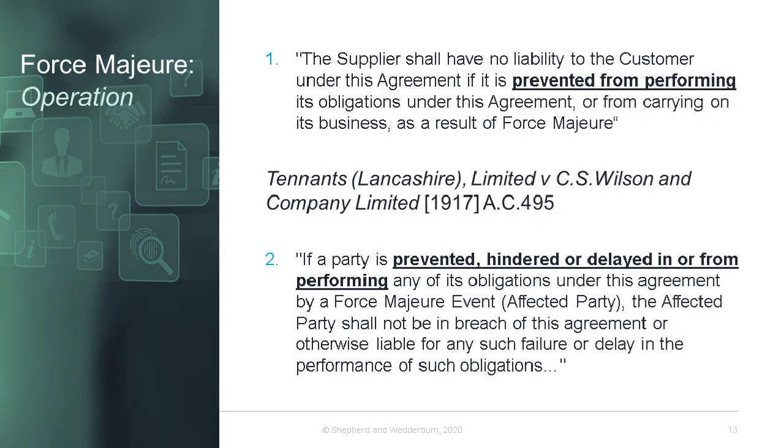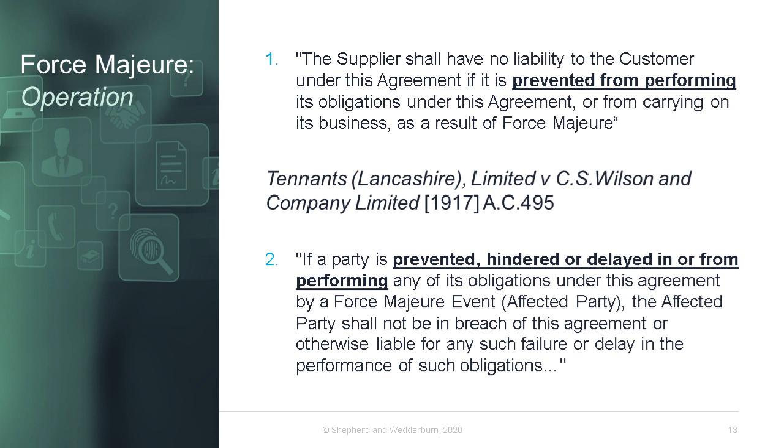So in the first example here, the affected party must be prevented from performing their obligations. The courts have interpreted this as being a fairly high test. Tenants against Wilson was a 1917 House of Lords decision, which related to a contract for the supply of magnesium chloride. The goods were largely sourced by the supplier from Germany, and as a result of the outbreak of World War I, the supply dried up. The court decided that to be prevented from performing the obligations, the relevant party must demonstrate that performance was legally or physically impossible, not just difficult or unprofitable.